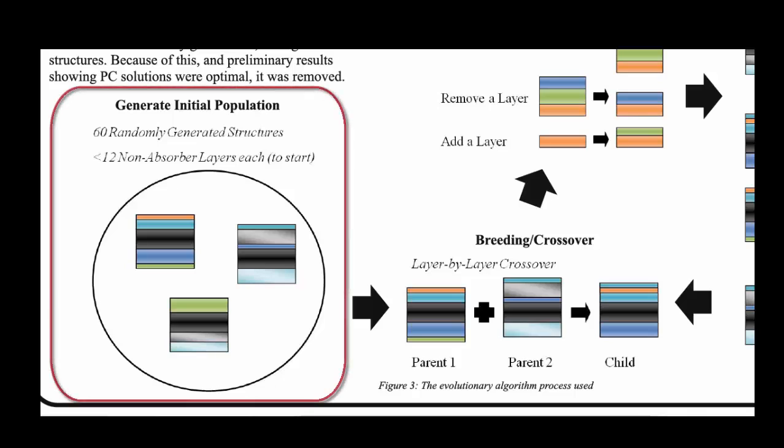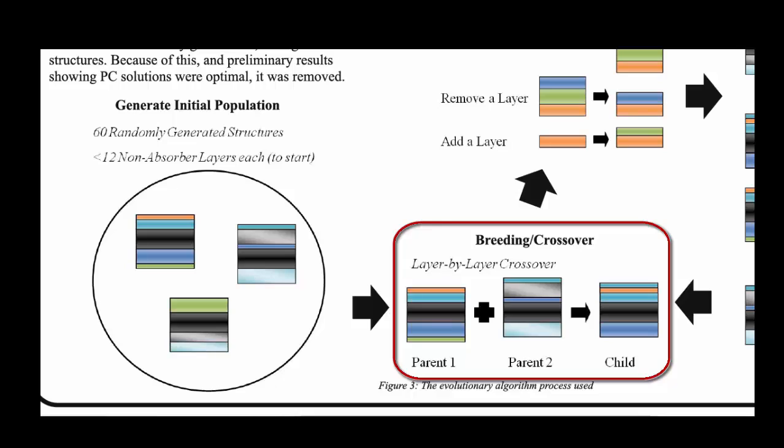For us, we start with 60 randomly generated structures. That means a 2 micron thick crystalline layer is there for the absorber, but on the front and rear, the layers are randomly generated. Then we perform some breeding, so crossover. We take 2 of them and say, hey, you're going to be parents, and then we'll have a child based on what their different layers on the front and rear were. There's some chance that they'll get either what their parents had.